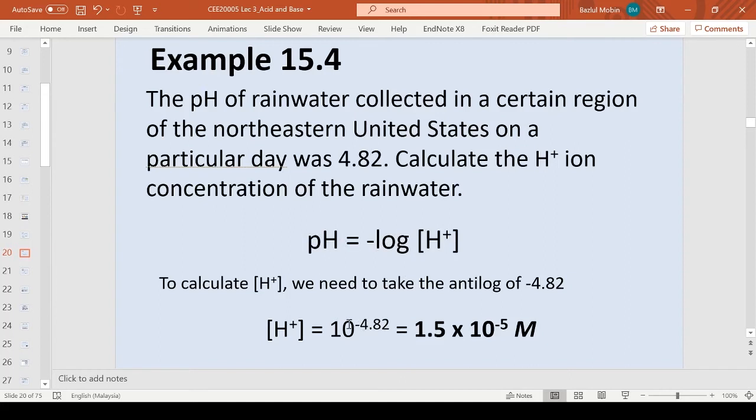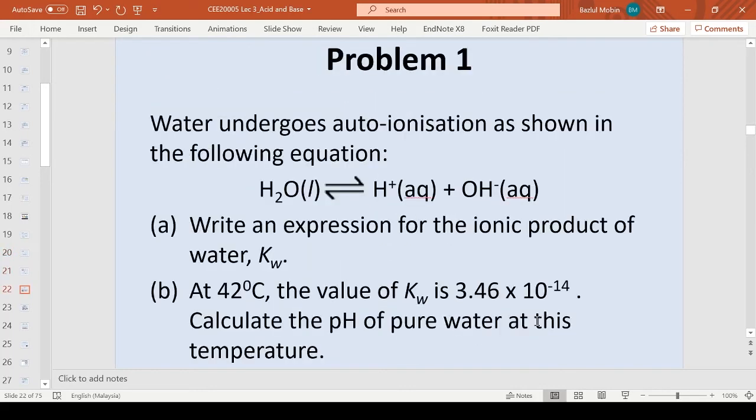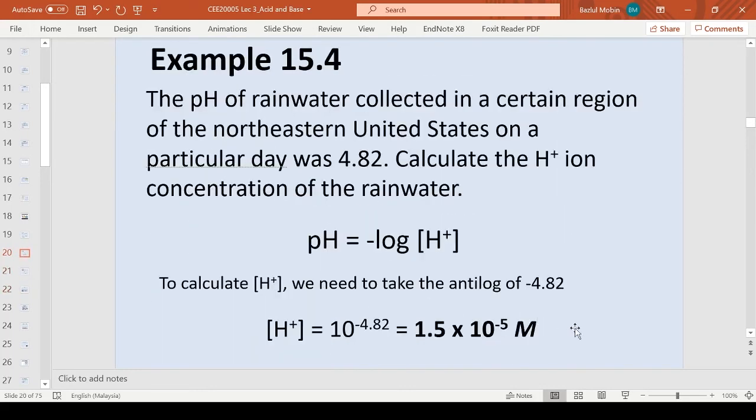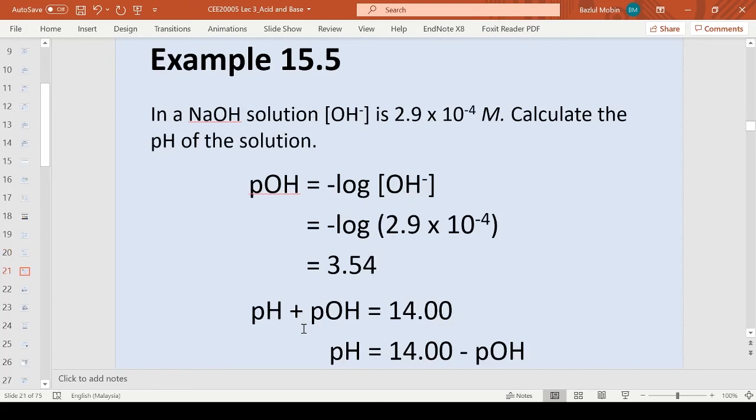If we take the anti-log of the value 4.82, we find 1.5 times 10 to the negative fifth, which is the molar concentration of hydrogen ion in that rainwater. So if pH is given, we can just take the anti-log of the pH, that is 10 to the power negative of the pH value, and that would be the concentration of hydrogen ion in the solution. It is rainwater, it might be an acid solution, it might be a base solution, whatever. We can take the anti-log of it, and we will get the hydrogen ion concentration.